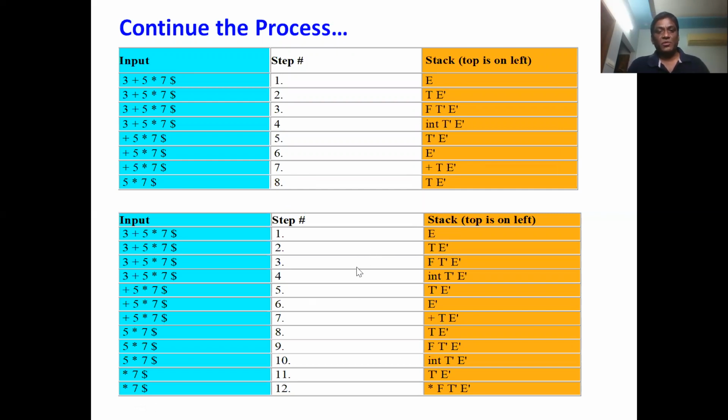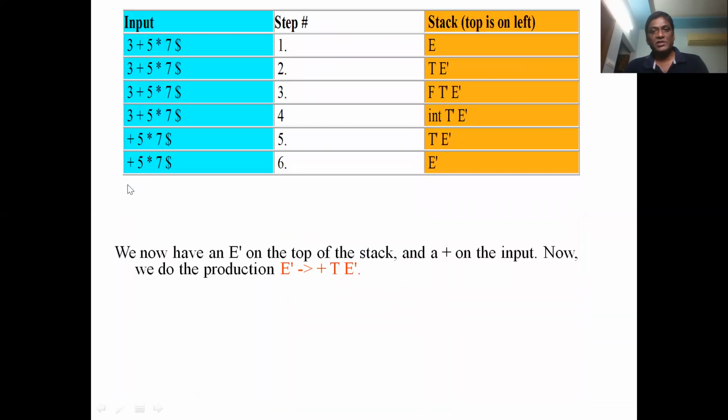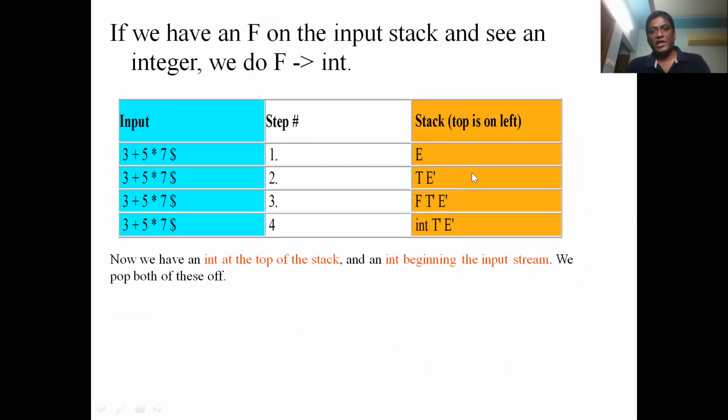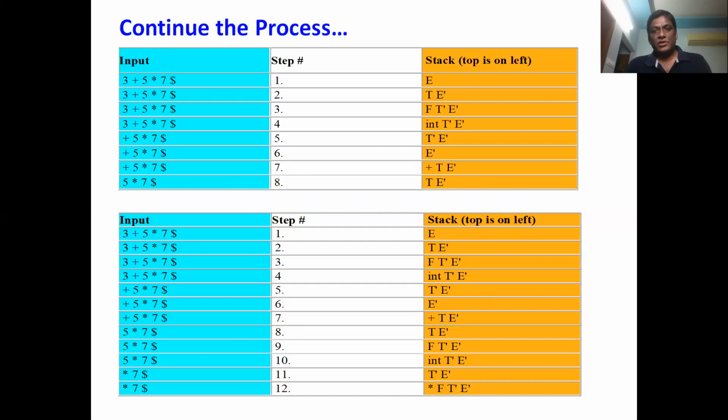We repeat the same process again. That means we look for T on 5. So what happens with T on int? If you look into the parse table, T on int is FT dash again. So it is going to be FT dash.